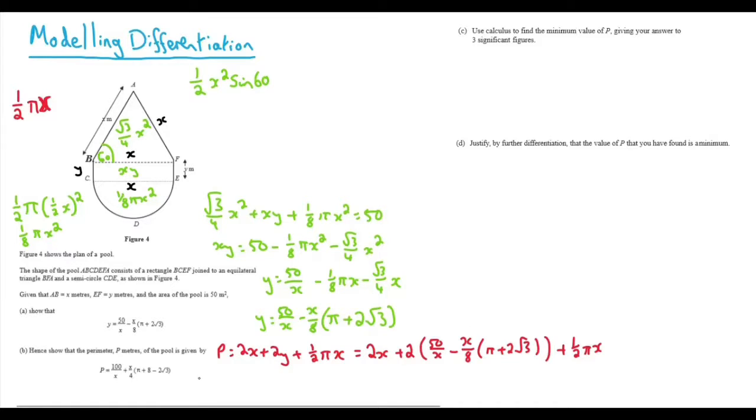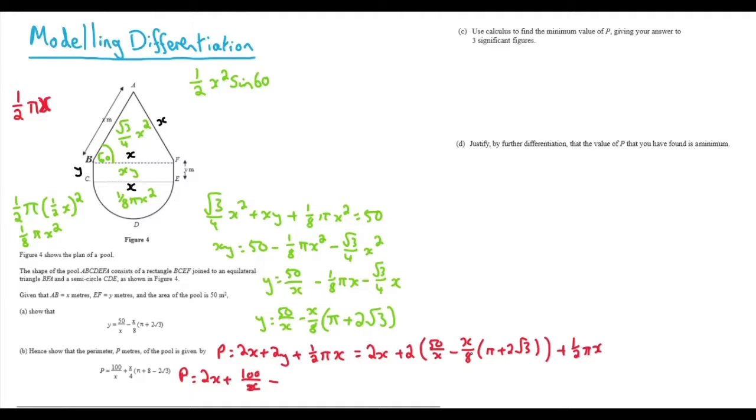Expanding the brackets here, we end up with p equaling 2x plus 100 over x, and then we'll have minus. So the 2 times the x over 8 is going to give us x over 4, but then actually at this stage you're going to times out the brackets again. So what we'll end up with here is pi x over 4, and then your 2 root 3 x over 4. Remember, this is all being minus, so we'll take that away as well. So 2 root 3 x over 4, and then plus, actually because we're in fractions, I'll make this a single fraction as well, so the pi x over 2.